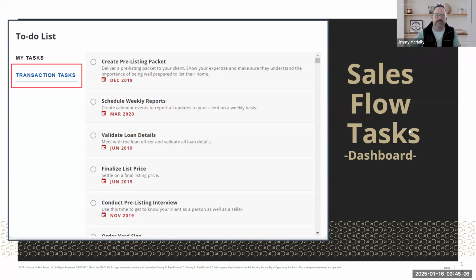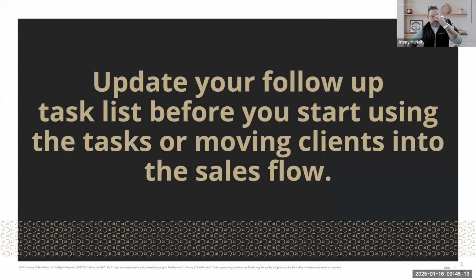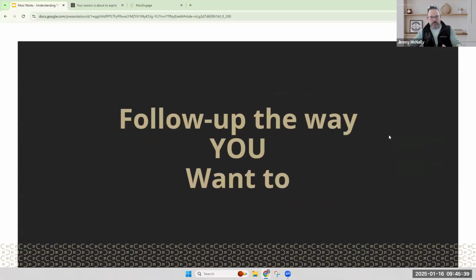I'm going to show you how you can delete those things and how you can create a new task list based on what it is. So update your follow-up task list before you start using this. I would not recommend to put anybody into the sales flow yet until you have your tasks set up the way that you want. Now, you still can put them in as an active buyer or active seller. You can still do all those things, but the follow-up task lists are only for when you make the adjustments. It's going to be after you're done making those adjustments, you'll see them start populating in there. And then follow up the way you want to.